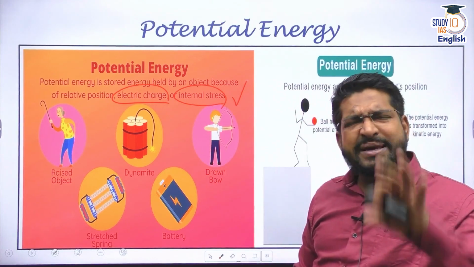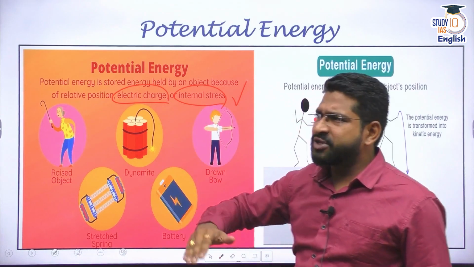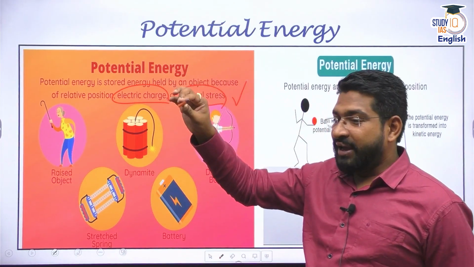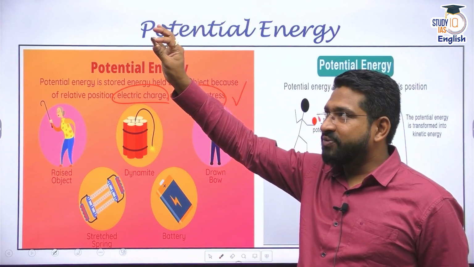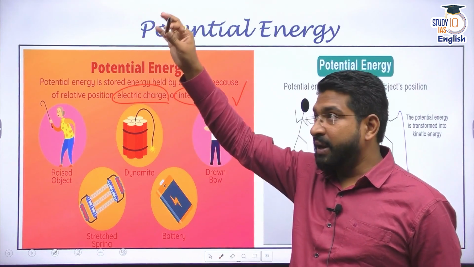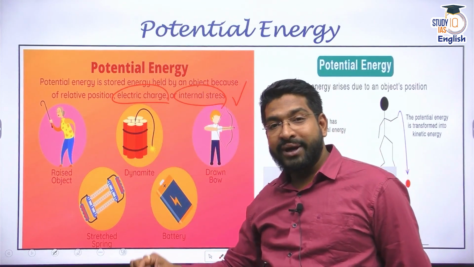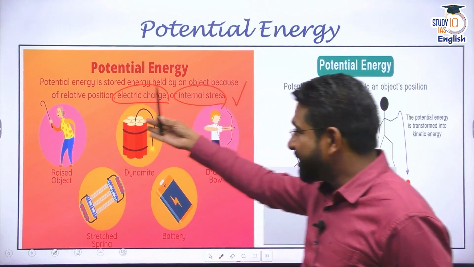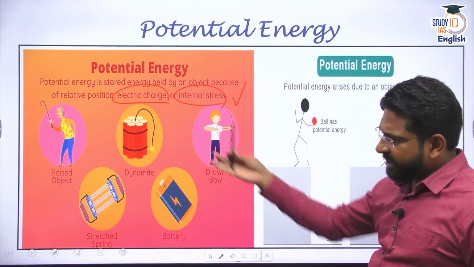The most basic idea of potential energy can be understood for a raised object. An object which has been raised to a height will have some potential energy. For example, if I raise this pen from one level to this level, the potential energy of this pen has increased. And if I just leave this pen, then that potential energy is transformed into kinetic energy and it is going to hit something. It is going to bring some sort of displacement, right? So potential energy is by virtue of relative position, electric charge, or some sort of internal stress.